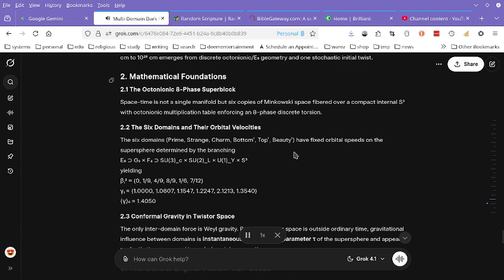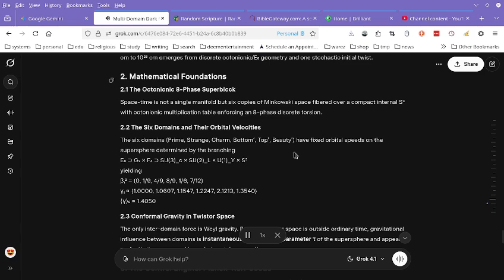The octionic 8-phase superblock. Spacetime is not a single manifold, but 6 copies of Minkowski space fibered over a compact internal S3 with octionic multiplication table enforcing an 8-phase discrete torsion. 2.2. The 6 domains and their orbital velocities.